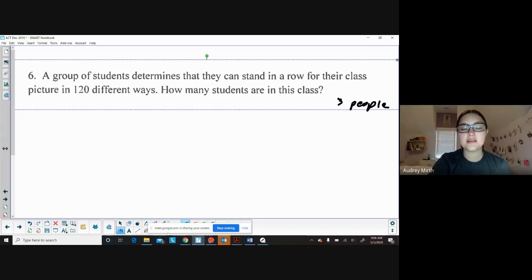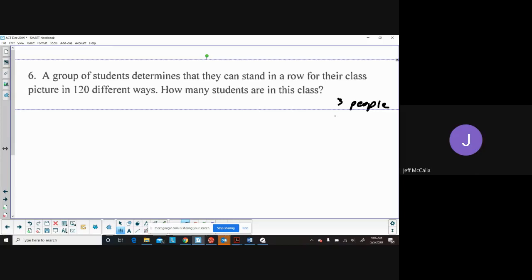You could do the slot method. You would say 3 times 2 times 1, which is 6. Or you could say 3 factorial as a shortcut, which is 6. Does that make sense? Yes. Okay, so do it in reverse.